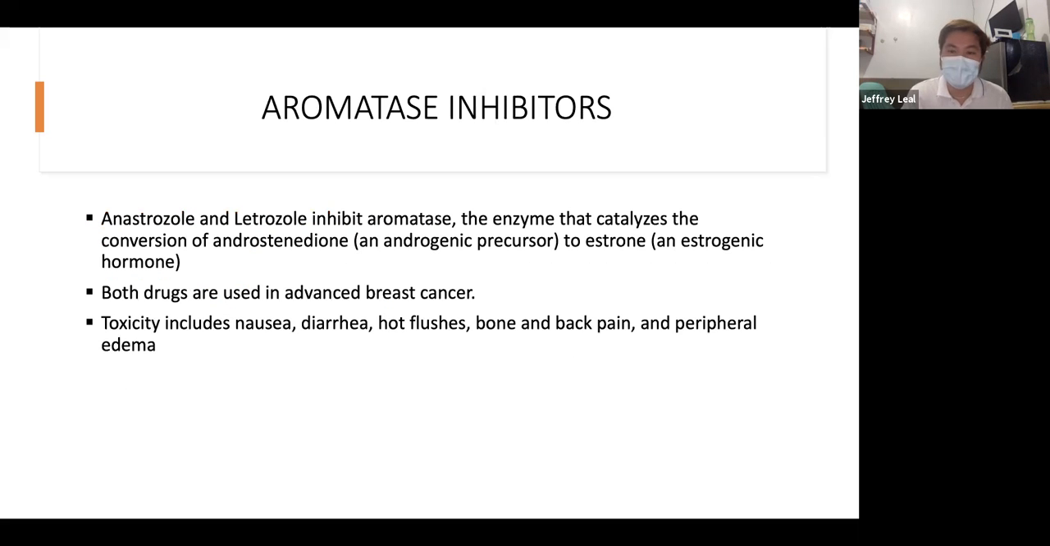We have also aromatase inhibitors. We have the anastrozole and letrozole, which inhibit aromatase, the enzyme that catalyzes the conversion of your androstenedione, which is an androgenic precursor, to estrone, an estrogenic hormone. And these both drugs are used in advanced breast CAs. And toxicities of your aromatase inhibitors include nausea, diarrhea, hot flashes, bone and back pain, and peripheral edema.